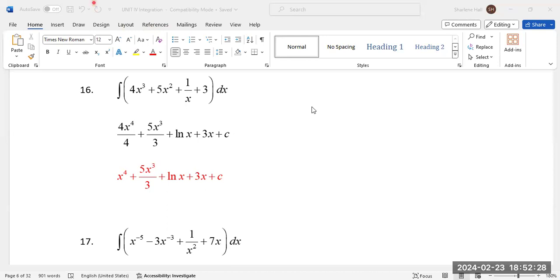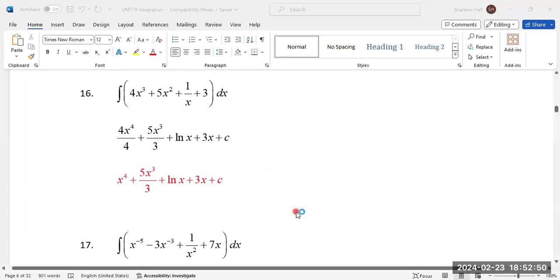Say it again, Mario. I got the answer. I'm not sure if it's right. Go right ahead. I got x raised to the negative 4 over 4 minus 3x raised to negative 2 over negative 2 plus ln plus 7x plus c.